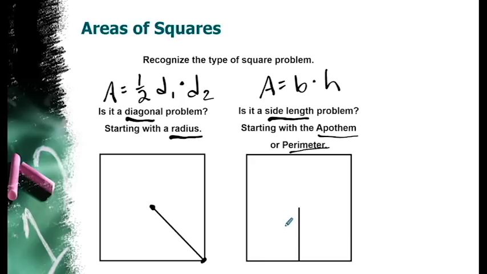Now if they give us an apothem, say our apothem here is 3, that means our side length would have to be 6. Because if our apothem here is 3, from the center down to that midpoint is 3, if I were to draw in another apothem up on the top, that length would also be 3, which is where we get our 6 from.